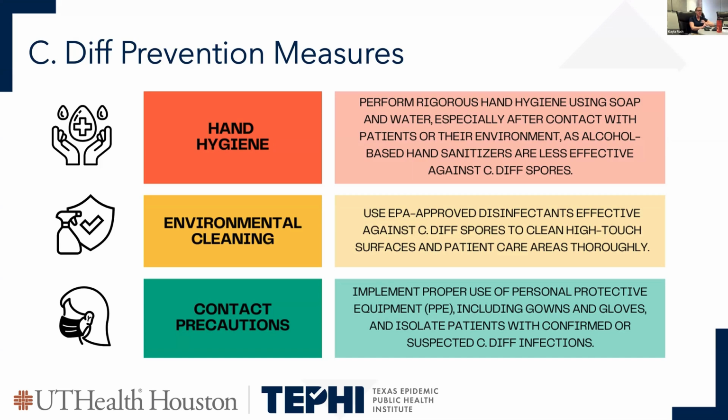Hand hygiene is a fundamental way to prevent any healthcare acquired infections, creating safe environments for our patients and staff by having clean hands. However, with C. diff, because it is a spore, alcohol-based products like your hand sanitizers are not effective on that. So you need to wash your hands with soap and water, because it's a spore, and alcohol does not penetrate into that spore, into the nucleus, to kill it.